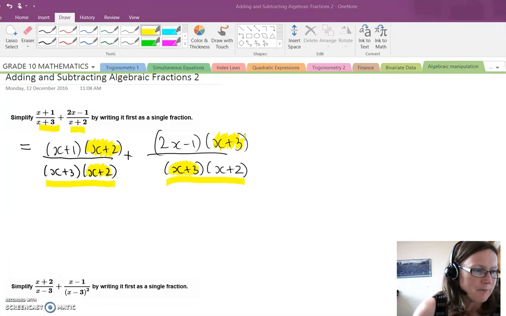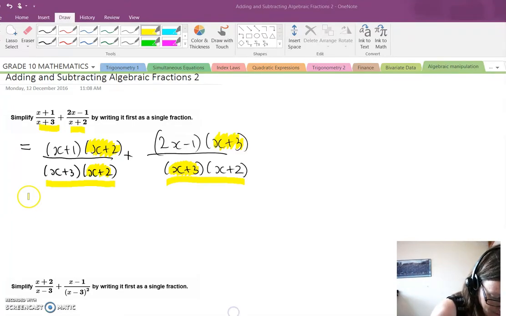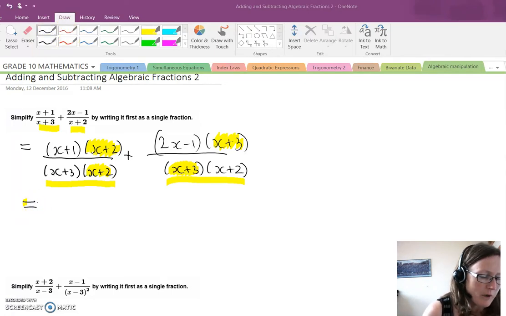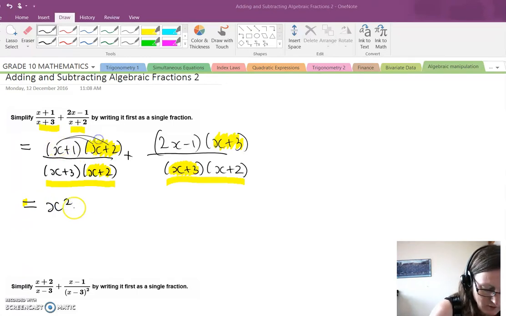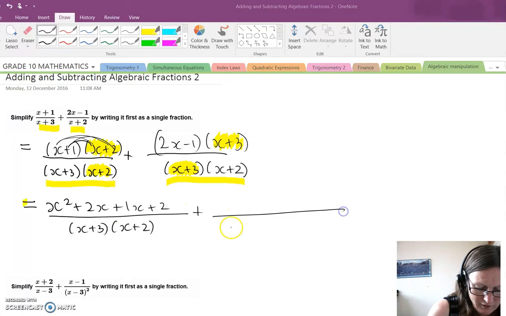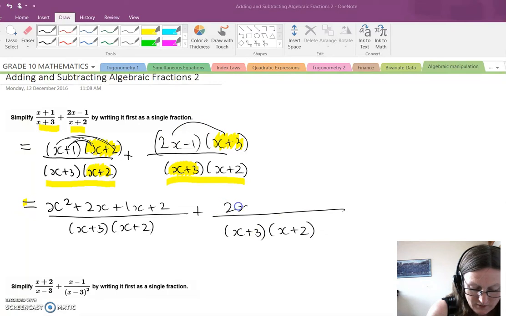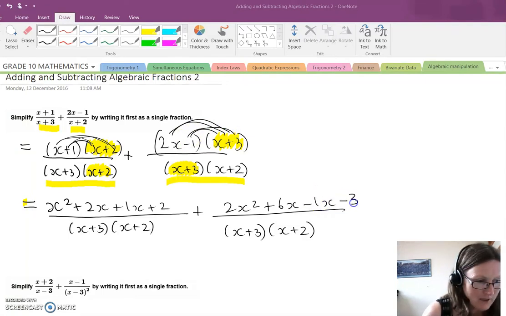So we've got a common denominator, and now what we do is, using our knowledge of binomial products, we multiply out the top. We multiply out the brackets. So we go x times x is x squared, x times 2 is 2x, 1 times x is 1x, and 1 times 2 is 2. That is all over our common denominator. Similarly for the next fraction, all over our common denominator, and let's multiply out these brackets. 2x times x is 2x squared, 2x times 3 is 6x. Negative 1 times x is negative 1x, negative 1 times 3 is negative 3.